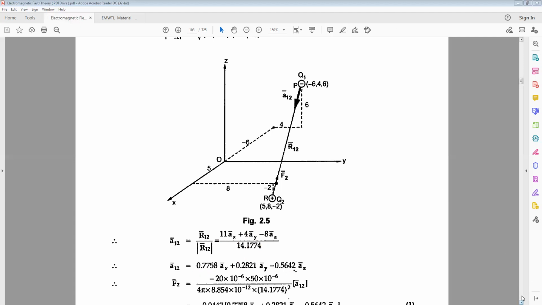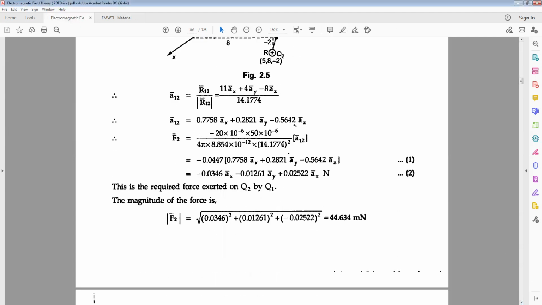Substitute the value of A12 bar in F2. What is F2? Q1 and Q2. Q1 is given as minus 20 microcoulombs, so minus 20 into the power of minus 6. And Q2 is 50 into the power of minus 6, and 4 pi, it is in free space. Epsilon r is equal to 1.